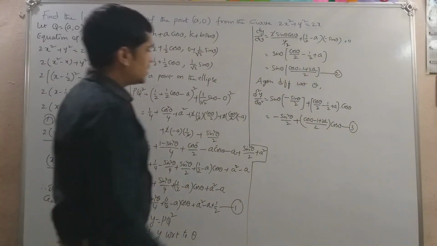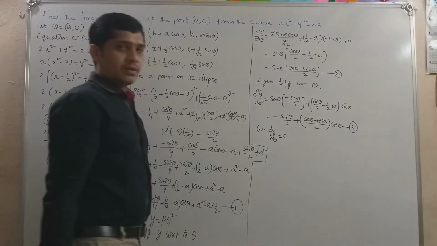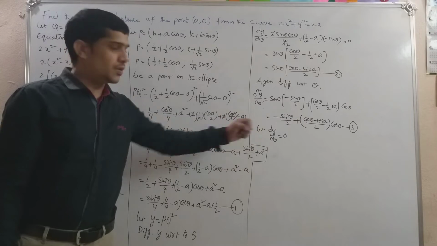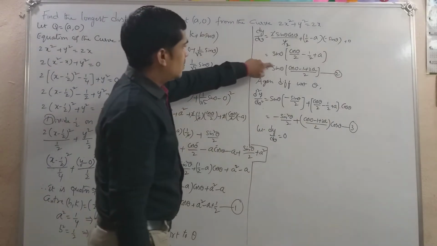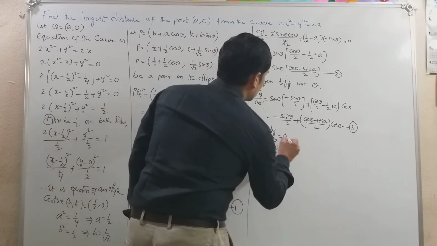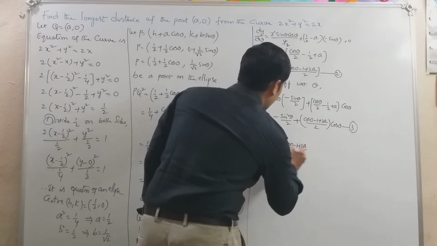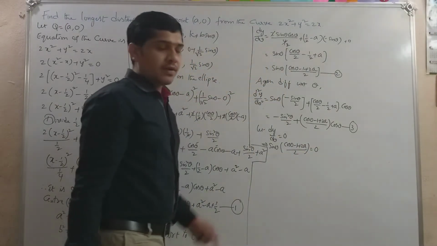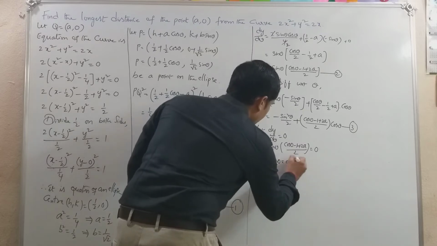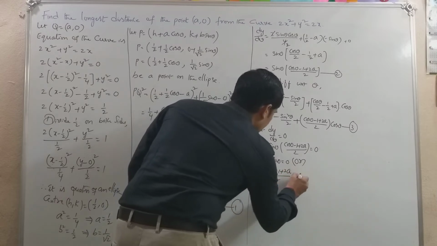Now let me consider dy by d theta is equal to 0, because to find maximum or minimum we must take dy by d theta equal to 0. So dy by d theta is 0 means from equation 2, this implies sin theta into cos theta minus 1 plus 2a by 2 is equal to 0. From this, either sin theta is equal to 0 or cos theta minus 1 plus 2a by 2 is equal to 0.